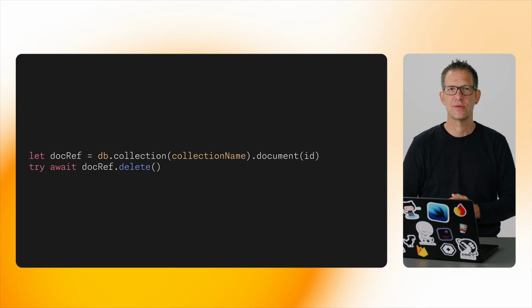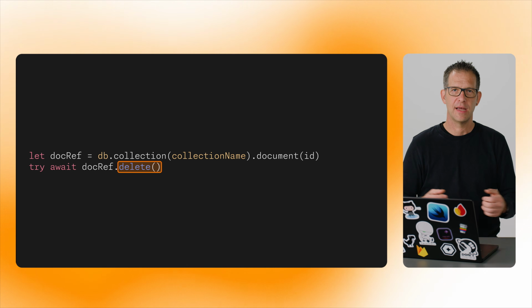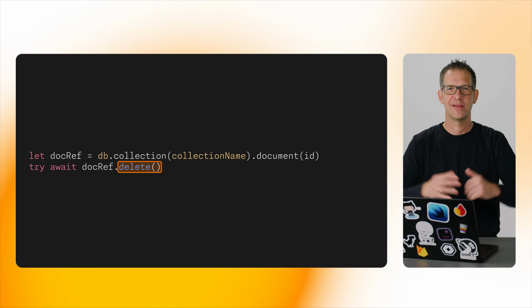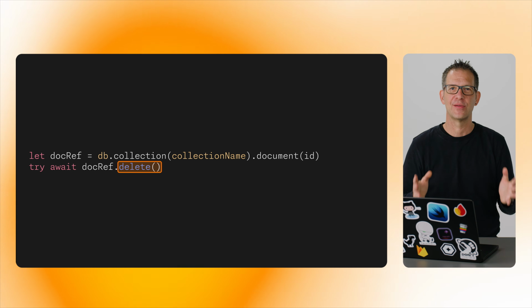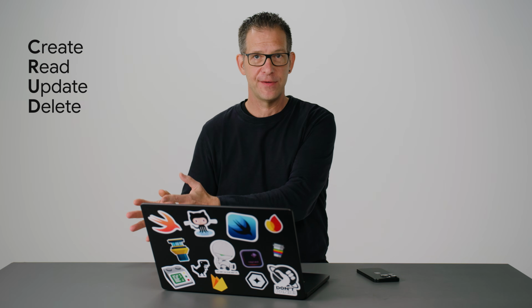Finally, let's implement deleting documents. Again, we first need to get a document reference. Deleting a document is just a single call to the delete method and poof, gone is that recipe none of your friends really seem to like. And with that, we've finished implementing a complete create, read, update, delete feature for recipes. Let's take a look at what we've achieved.